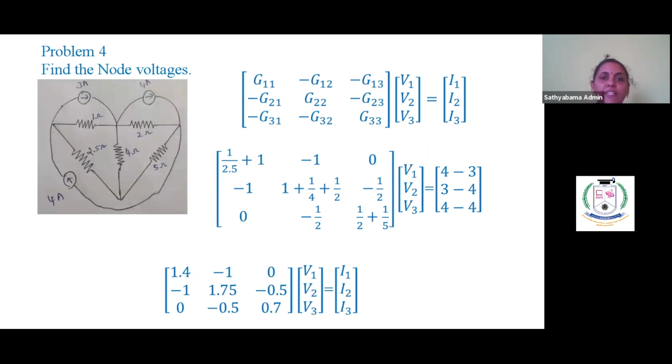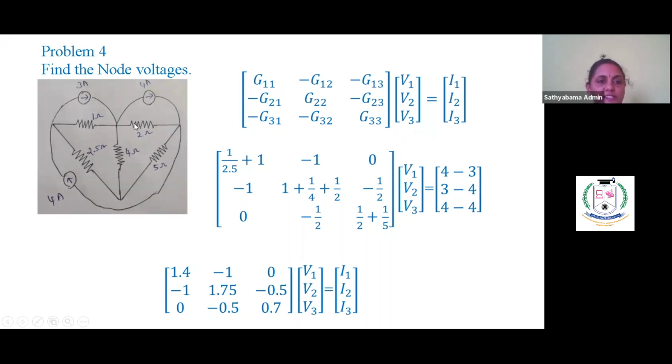Next, find the node voltages. See, they have not told you how many nodes. Now, this is a very important problem. Many of you would have checked this problem, and would have solved it in the class also. So find the node voltages. You have 3 nodes here. This is the first node, second node, and third node. Clear? And this is the reference node. The reference node is not considered because of zero potential.